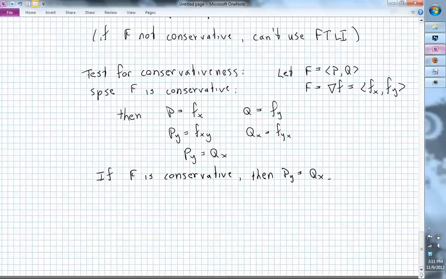This is a test only if that relationship fails. If that relationship fails, then what can we say about F? It's not conservative. That's called the contrapositive. If P, then Q. If not Q, then not P. That's logic, don't worry about it.